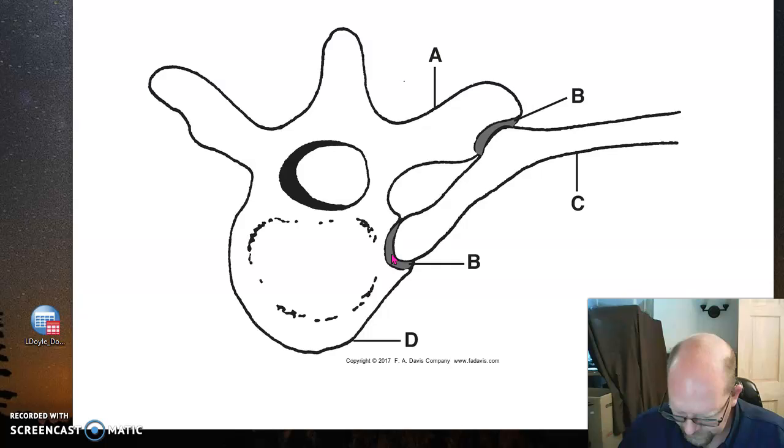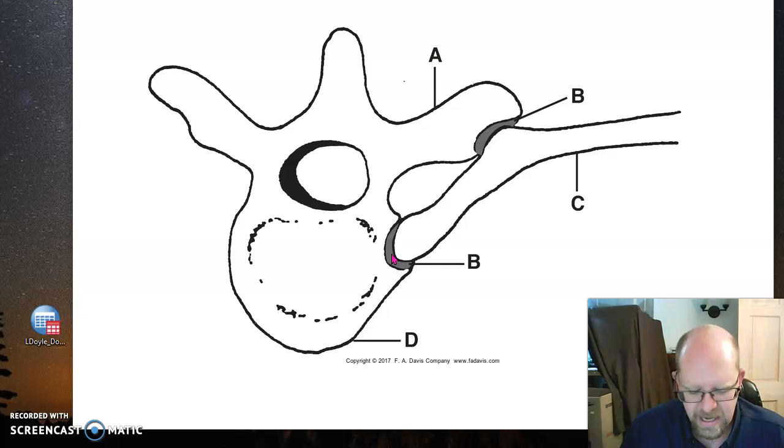and those are known as demifacets. So if you look in your textbook at page 269, figure 16-3, take a look at the costal facet. You see the superior one is larger than the inferior one. So if you put a vertebrae on top of one another, it creates that little facet joint for the rib to articulate.